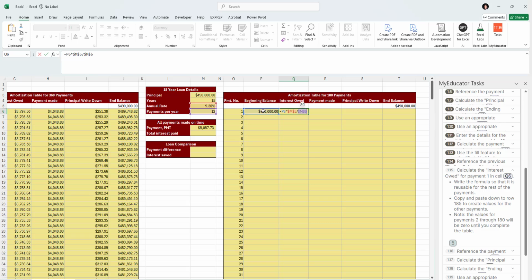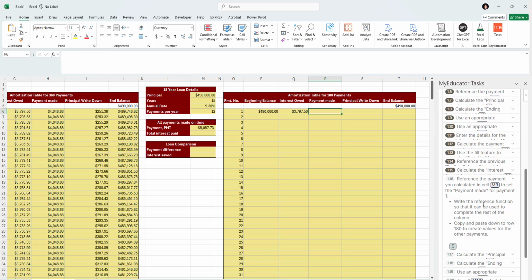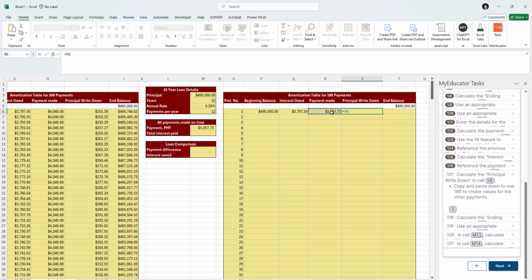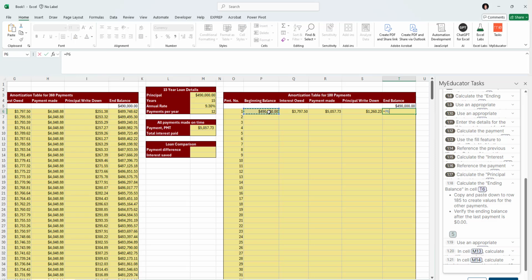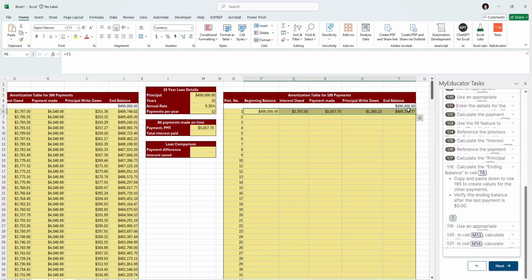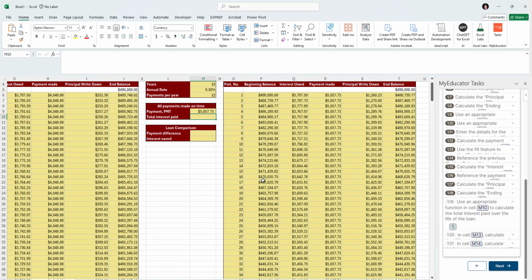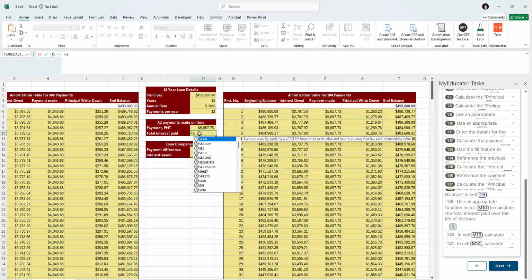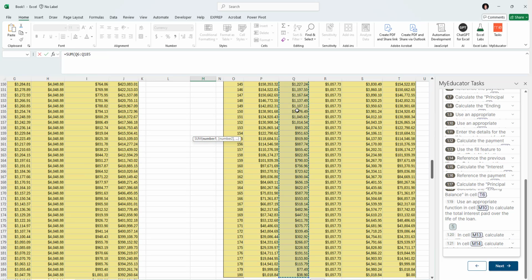Interest divided by 12. Reference the payment made. The payment lock, equals payment and lock it. Principal write down, payment less interest. End balance is beginning balance less principal. Copy and paste all of those down. In cell M10, calculate the total interest paid. Sum of interest.